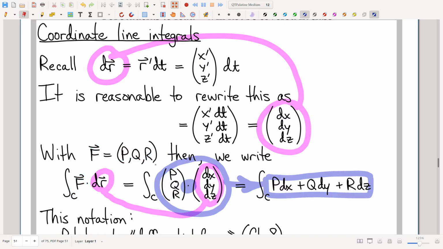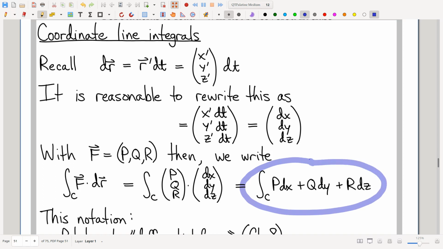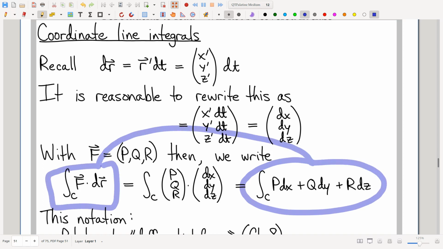So that said, we've got ourselves an alternative notation now for vector line integrals. Instead of writing integral F dot dr, you can write integral over the curve of P dx plus Q dy plus R dz. Means basically the same thing. That makes sense? Everybody okay with that? I mean, it's just notation.